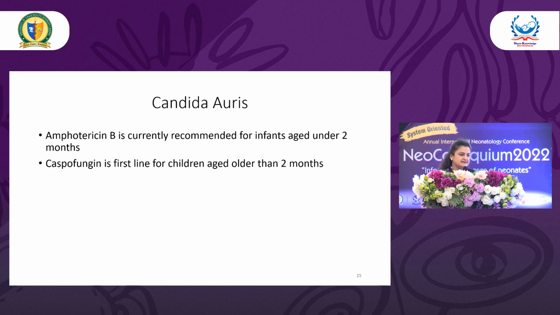A little bit about Candida auris. It is an emerging pathogen, and amphotericin B is currently recommended for infants aged under 2 months of age, and caspofungin, which is a common drug for Candida auris, is not recommended.